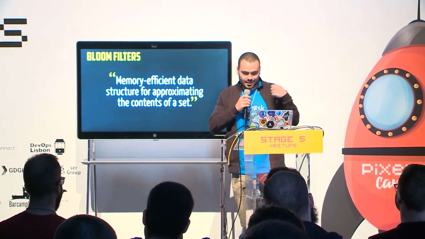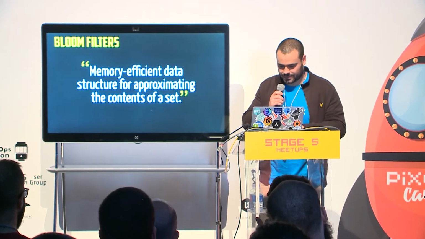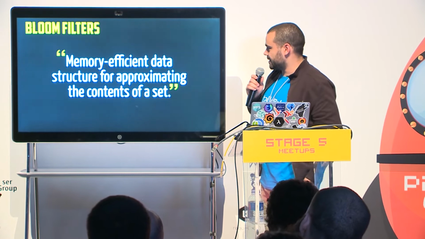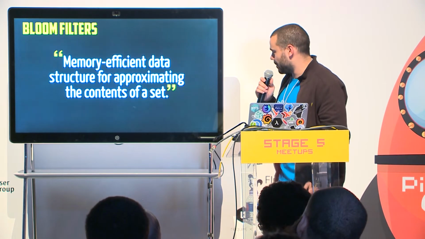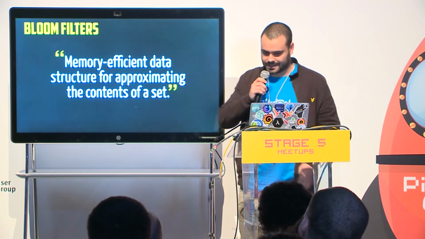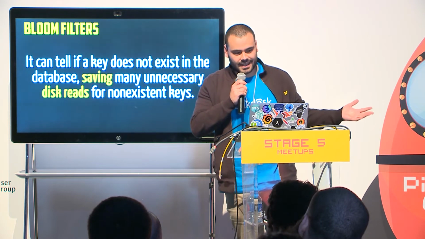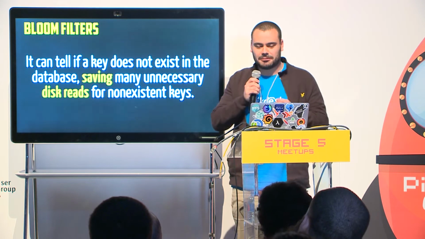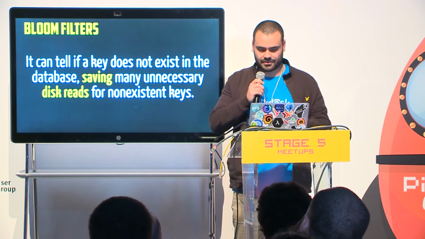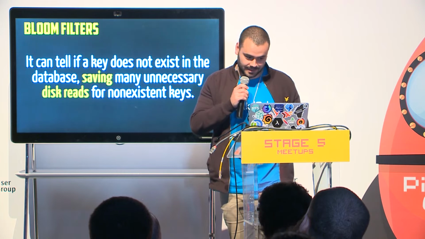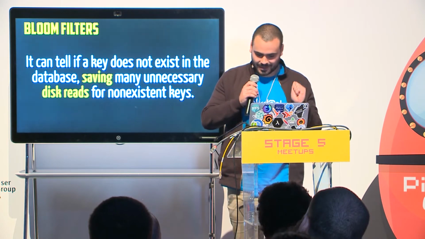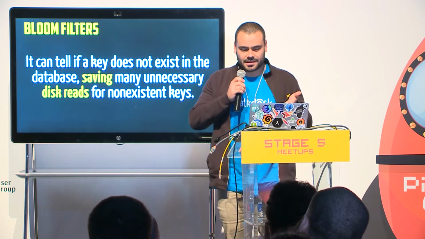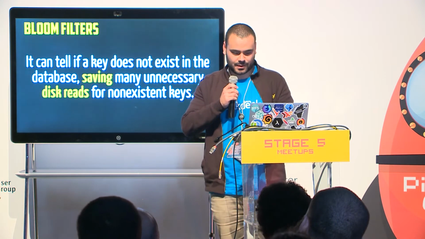So the next solution for this problem was to introduce another data structure. It's called a BloomFilter, and it is a memory-efficient data structure for approximating the contents of a set. Basically, it can tell you if a key does not exist in the database, and this will save you many unnecessary disk reads for non-existent keys. But BloomFilters are a probabilistic function, so they can result in false positives.